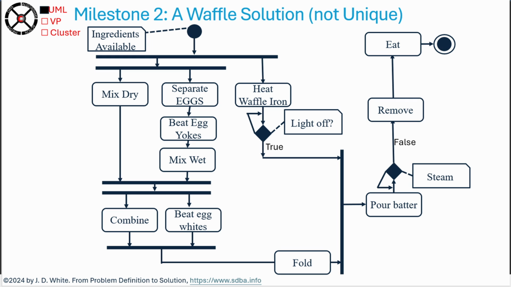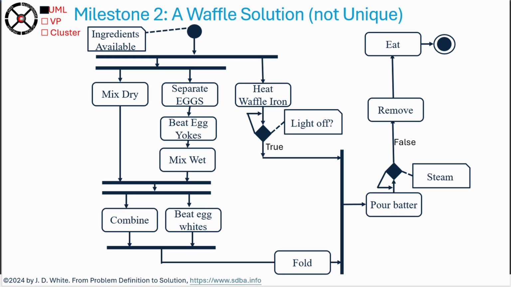I can say mix wet ingredients. What other things do I have to do as I go down here? Okay, let's get started then. I can do some things in parallel, so I might get started with parallel stuff. I can probably mix the dry ingredients, and mixing the wet ingredients is okay, but I've got to separate the eggs first before I can mix the wet ingredients.